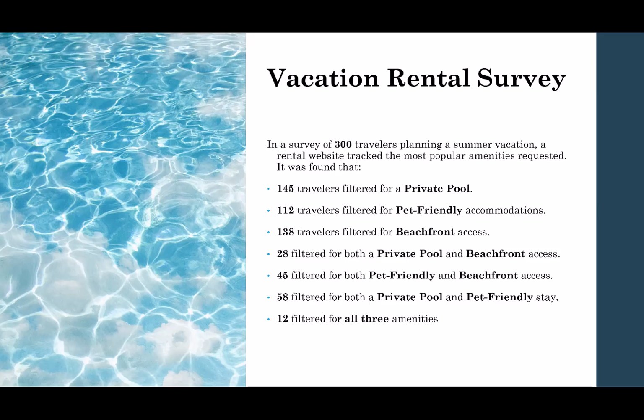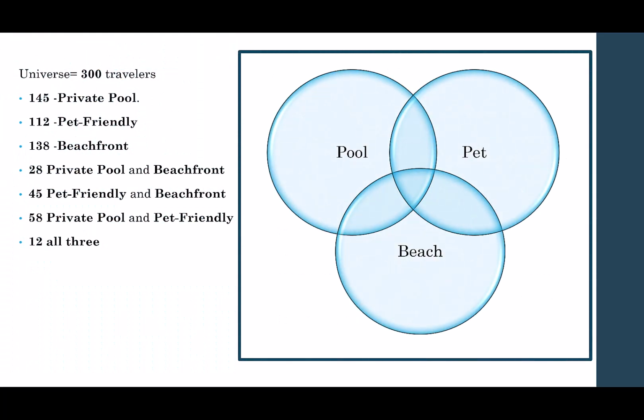We want to organize this information so we can look at it a little deeper, and then we're going to ask some questions about what we have. To start off, we just want to make this all look better, so I'm going to take away a lot of the words and keep the essential numbers and sets that they belong to. Overall, I can see that there are three distinct sets: private pool, pet-friendly, and beachfront. So these will be my three sets in my Venn diagram. Now that we have our sets and our Venn diagram, we can start filling in these numbers.